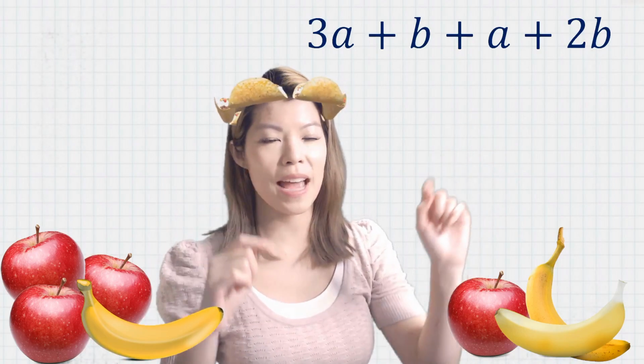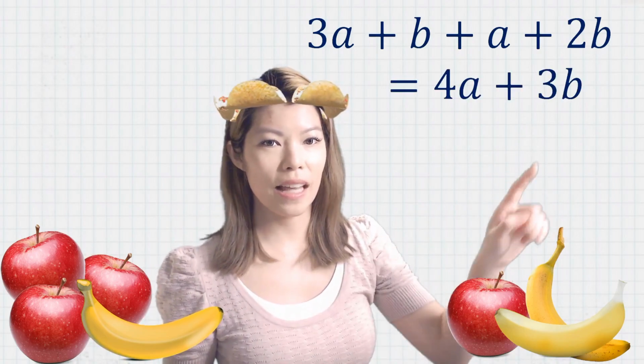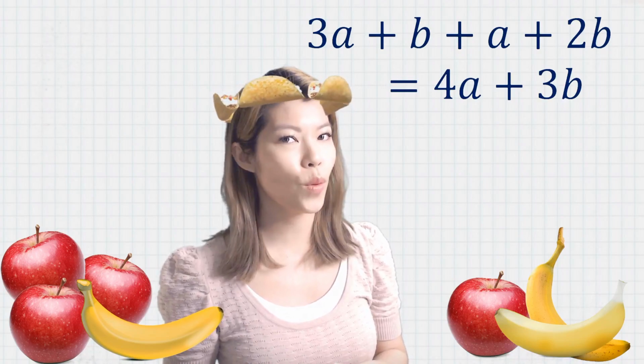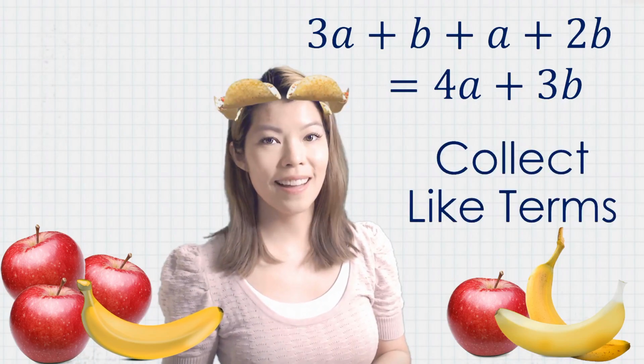So 3a plus a becomes 4a, and the bananas together, 1b plus 2b is 3b. That is, we collected like terms.